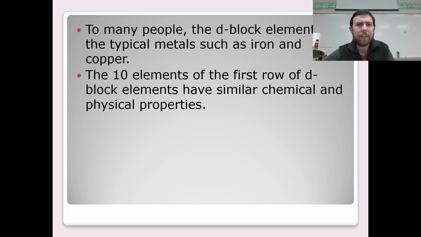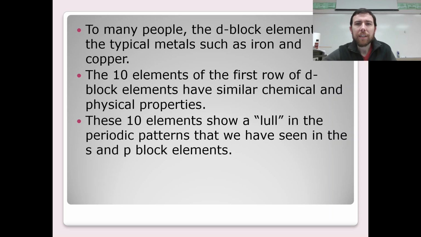And the reason why that's surprising is because if you look at the general trend on the periodic table, as you move across periods, we see that the chemical properties and the physical properties of those elements change pretty drastically from going from group 1 over to group 18. But within the transition metals, within the D block, the variation is going to be a little bit less, and we're going to dive into why that's the case, right? So these 10 elements show a lull in the periodic pattern that we've seen in the S and P block elements, and it has to do with the fact that we've got these D subshells that are being occupied in these particular elements, right?